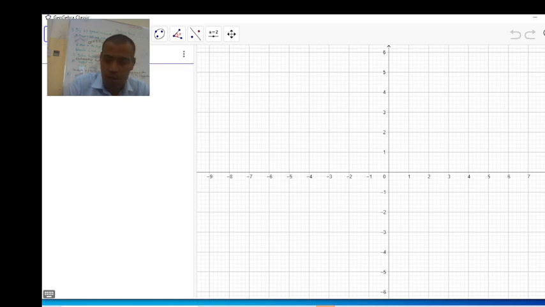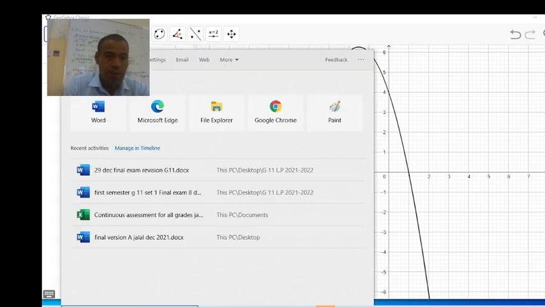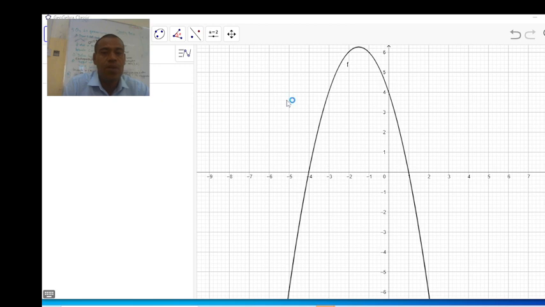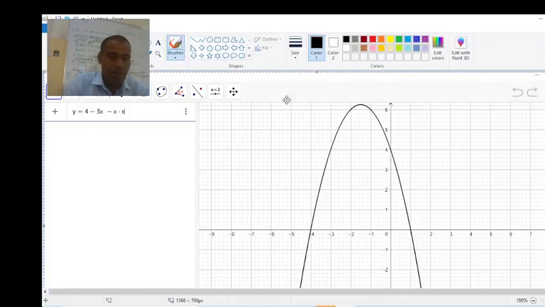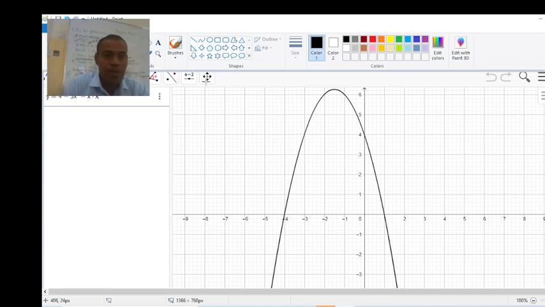So we have 4 minus 3x minus x multiplied by x. This is the curve, my learners. This is the curve, it should be like that. Clear? Okay, copy. I'll go to Paint. Now I will just paste, then I will cut this for you there, to understand how we can do this one.